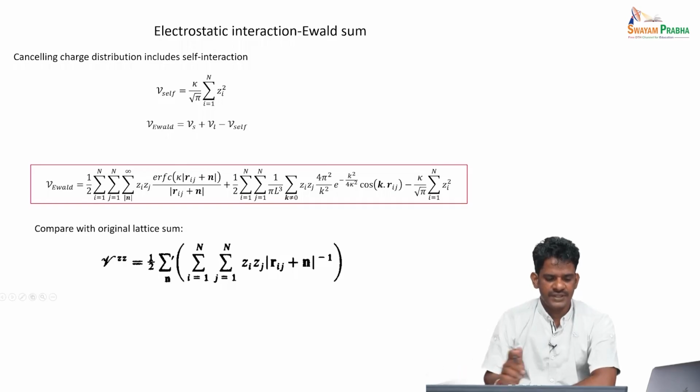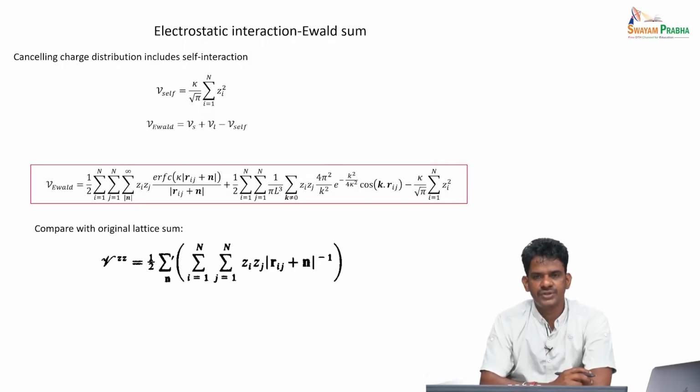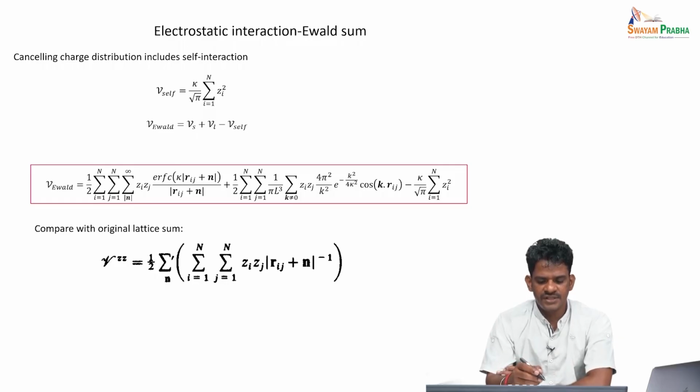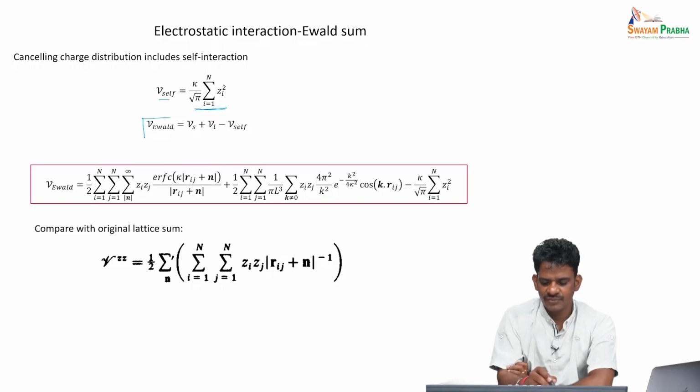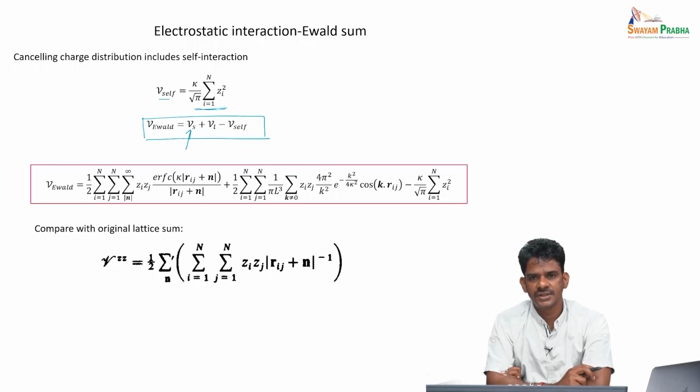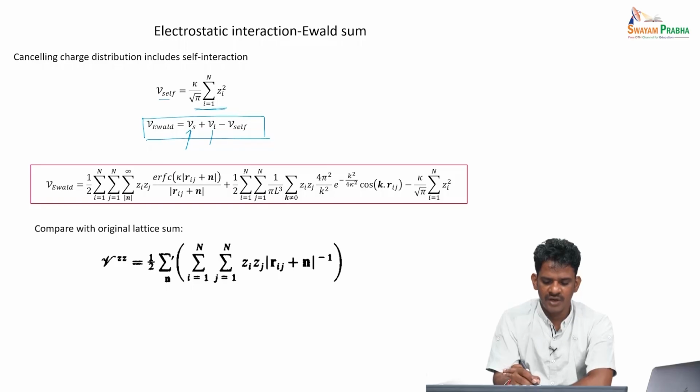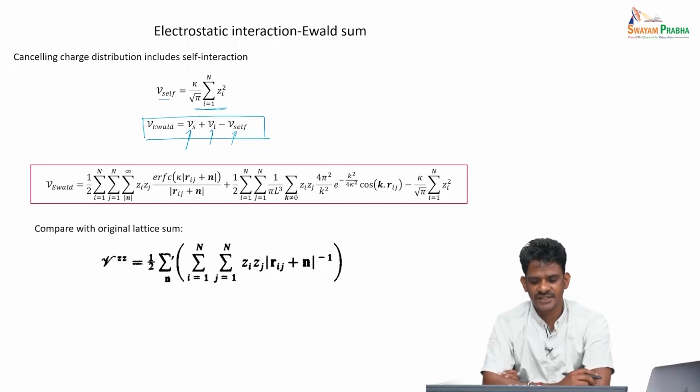One additional thing we have to do is, when we solve this cancelling charge distribution in the Poisson equation, this particular approach also includes the self interaction by the same charges, which has to be separated out or removed. So, the self energy contribution is given by this expression, is proportional to the sum of squares of these charges. So, the total Ewald sum for us would be the first term, which is the short ranged electrostatic interactions because of the screening effect. The second one is the long range interactions, which is done in the Fourier space, and the third part is the self interaction that has to be separated out.